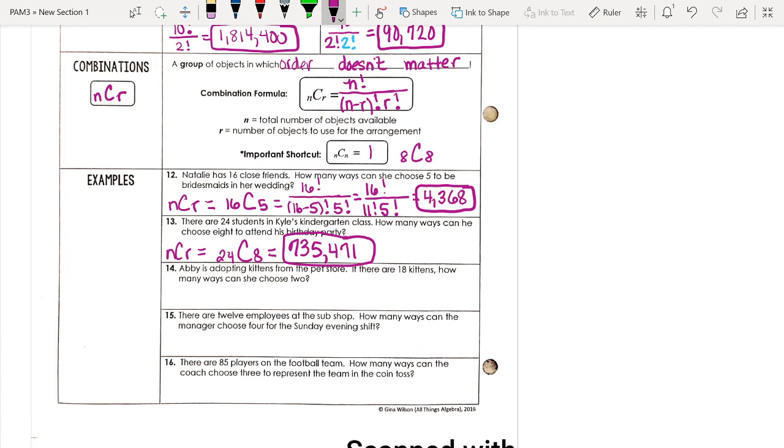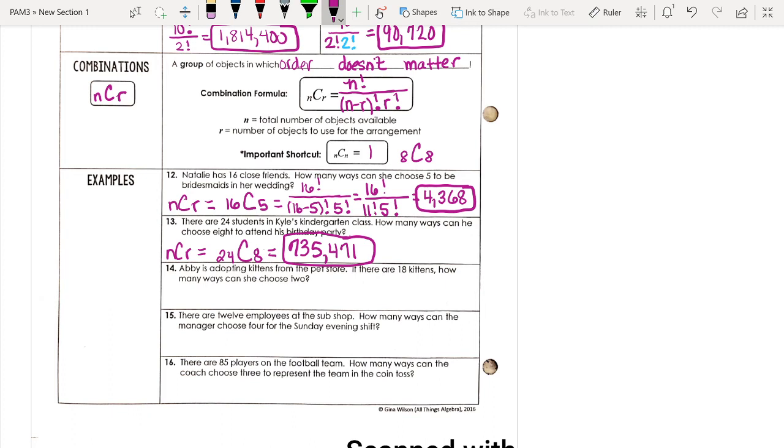Okay, go ahead and do number 15 and 16. I'm going to keep going. Pause it if you want. And don't close this out yet, because we're going to go back and do the NPR button really quick as soon as we do these last few problems, to show how that works on the calculator as well.